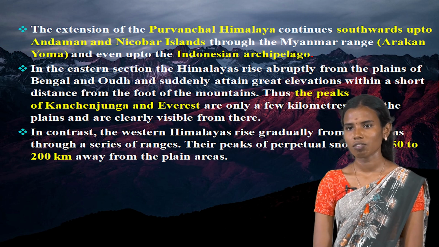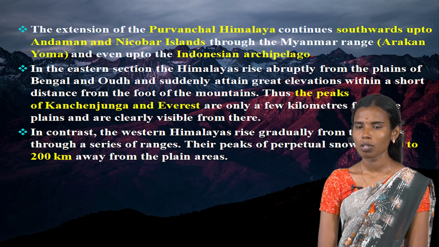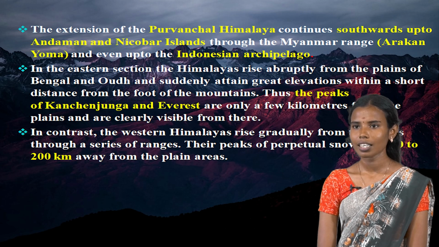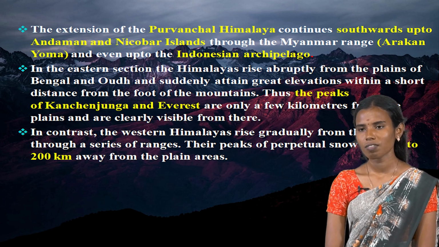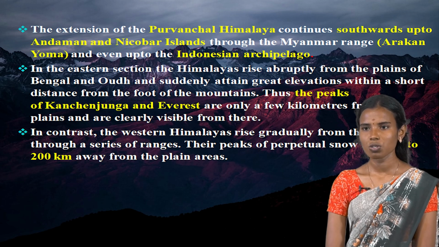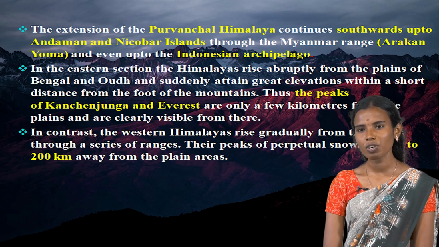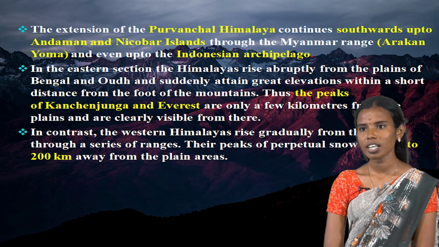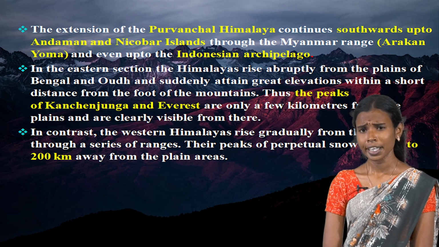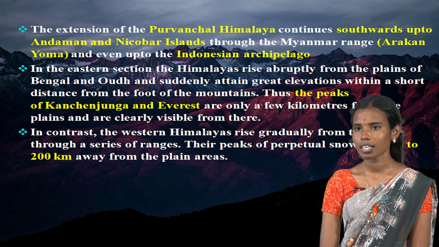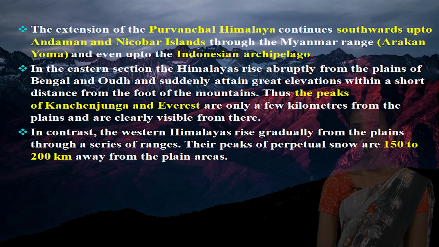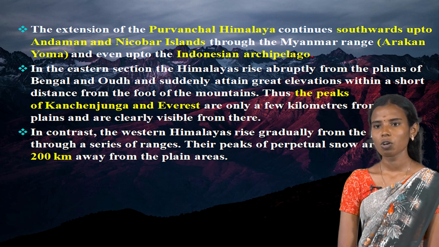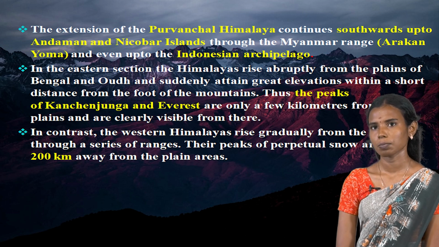The eastern section of Himalayas rises abruptly from the plain of Bengal and suddenly attains a great elevation within a short distance from the foot of the mountain. The peaks of Kanchenjunga and Mount Everest are only a few kilometers from the plain and are clearly visible from here. In contrast, the western Himalaya rise gradually from the plain through a series of ranges. Their peaks of perpetual snow are 150 to 200 km away from the plain areas.